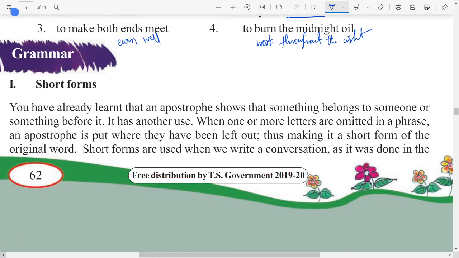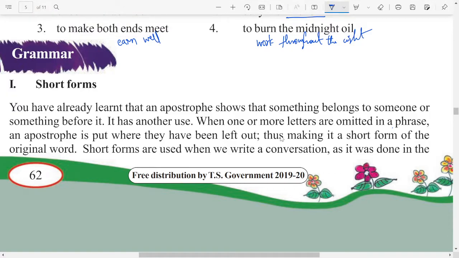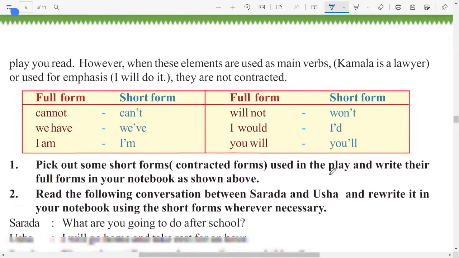Next, look at this. You have already learned that an apostrophe shows that something belongs to someone or another. So when you use apostrophe s or s apostrophe, we understand they both give the meaning of belongingness. Now it has another use. When one or more letters are omitted in a phrase, an apostrophe is put where they have been left out, thus making it a short form of the original word. These forms are used when we write a conversation, as it was done in the play you read.